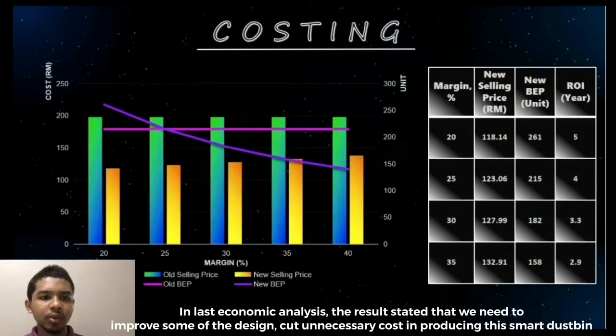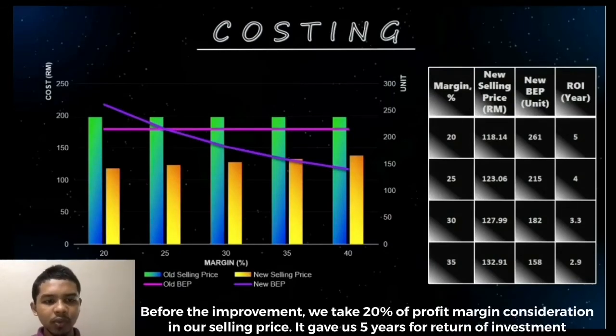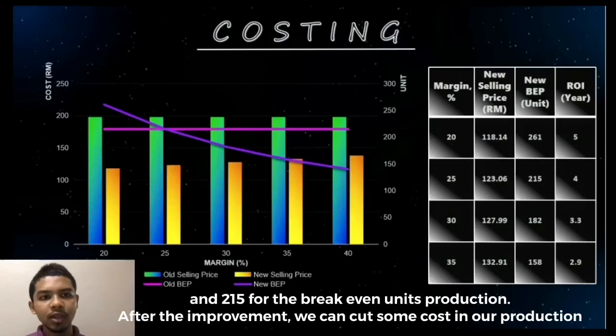I am going to present about cost consideration of our product. In the last economic analysis, the results stated that we need to improve some of the design, cut unnecessary cost in producing this smart dustbin, and increase the profit margin in the selling price. Before the improvement, we took a 20% profit margin into consideration in our selling price. It gave us 5 years for return of investment and 215 for the break-even unit production.